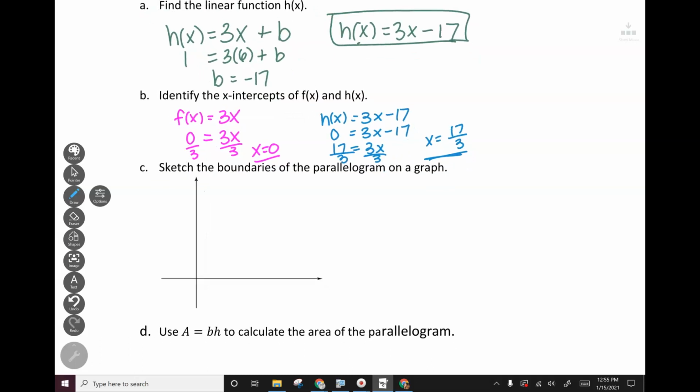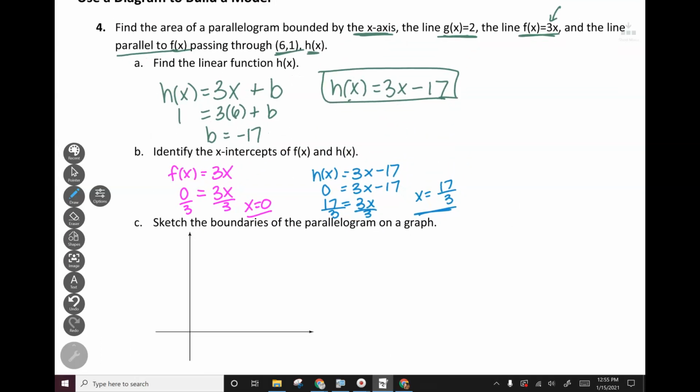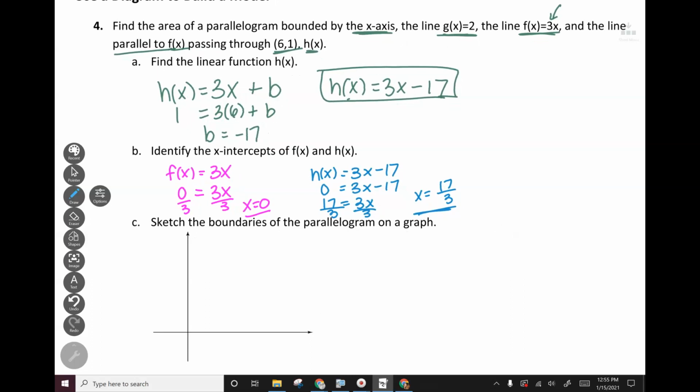All right, part C, sketch the boundaries of the parallelogram on the graph. So looking back at the original problem, it says it's bounded by the x-axis. So here's my x-axis. I've got a line here. And then it's bounded by the line g of x equals 2. Since there's no x on that, that's just like y equals 2. That is the line y equals 2. And so I can put that one up here at y equals 2. That's g of x. And then this is the x-axis.